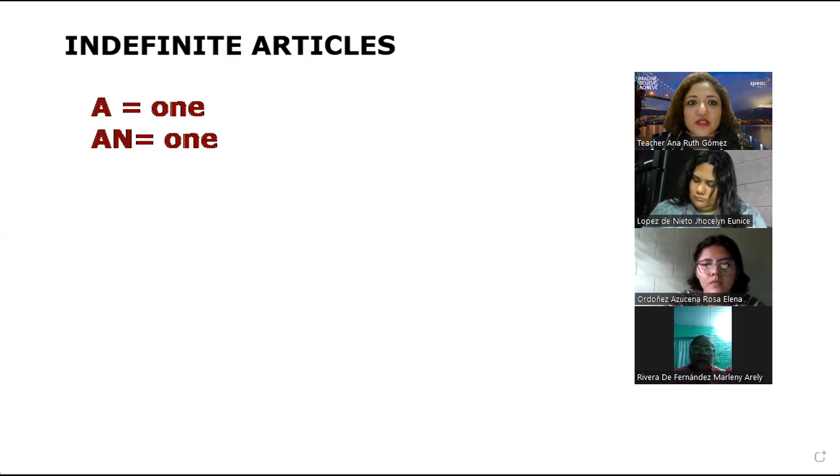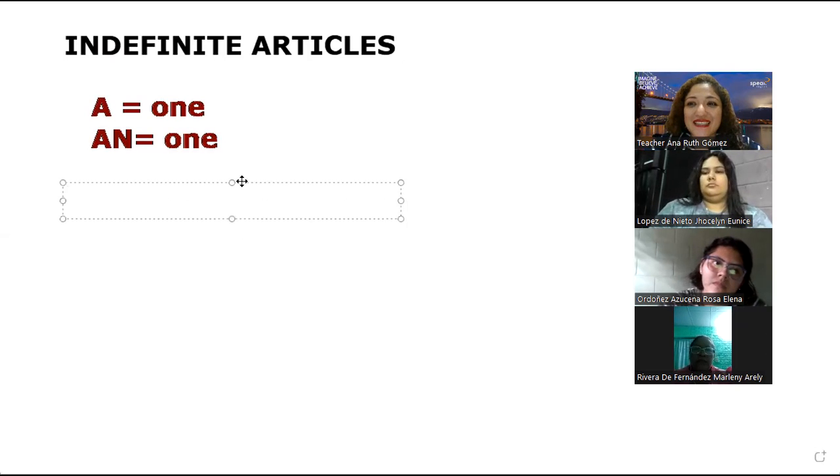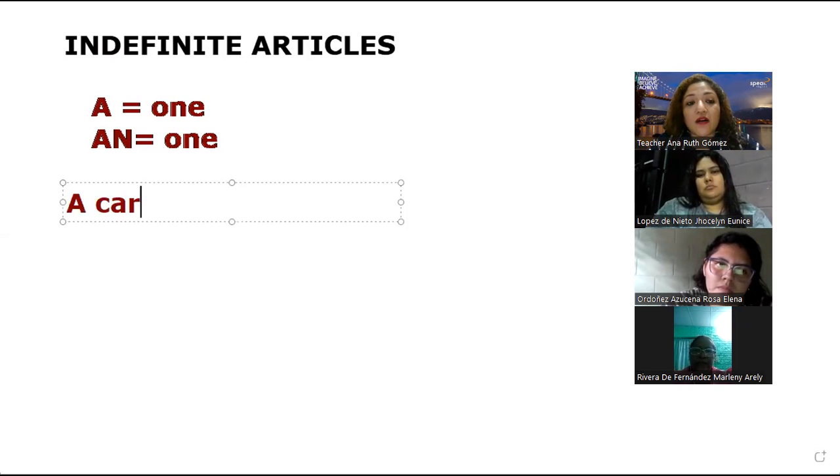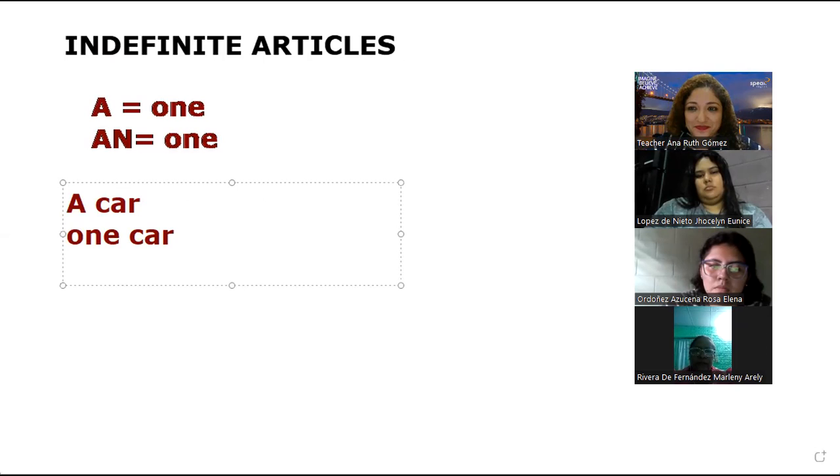Now, let me see. For example, si yo quiero decir en inglés, if I want to say in English, un carro, how do you say that in English? A car. Very good. There are two options. You can say a car or you can say one car. It's similar, all right? Pero a ellos les gusta más decir a car. Now, how do you say un lápiz? A pencil.